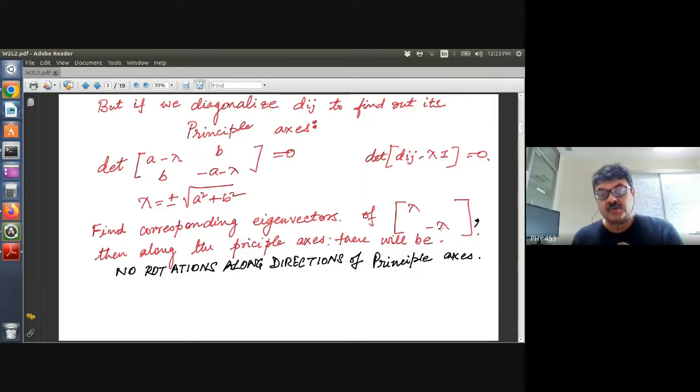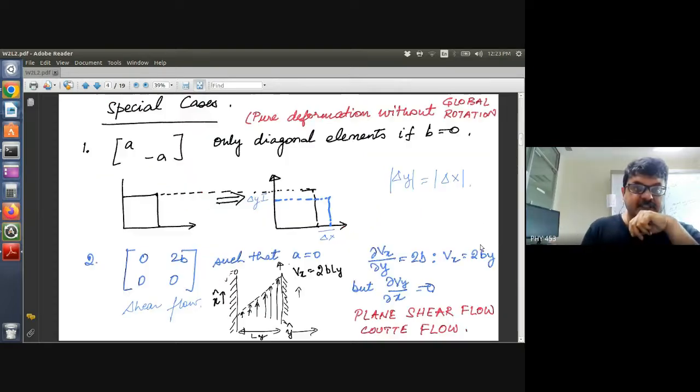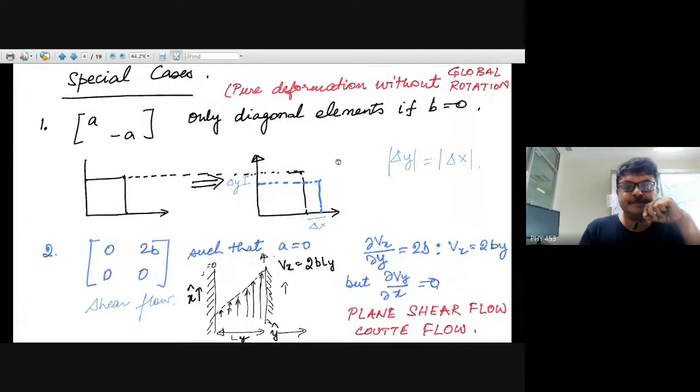Along those particular axes, once you find these eigenvectors so that it's diagonal, there will be no rotations along those directions, and there will be only stretching and compression along these eigendirections. So how would you visualize it? This is all mathematics, but can you build a picture? I like pictures personally.